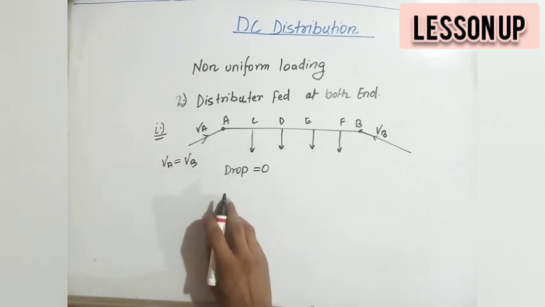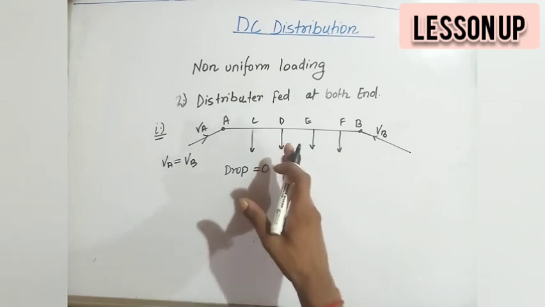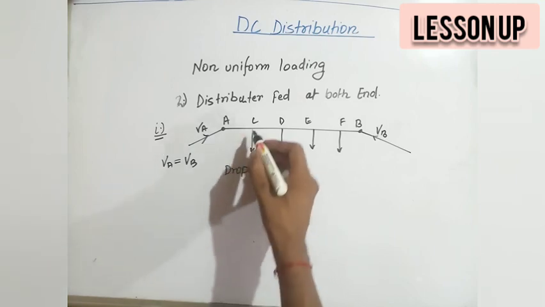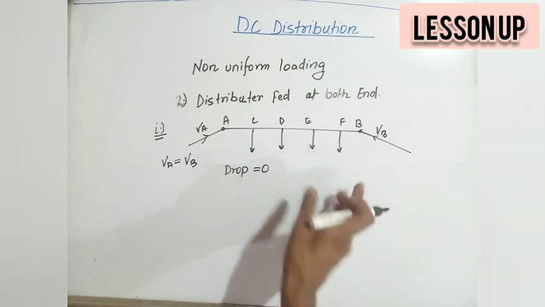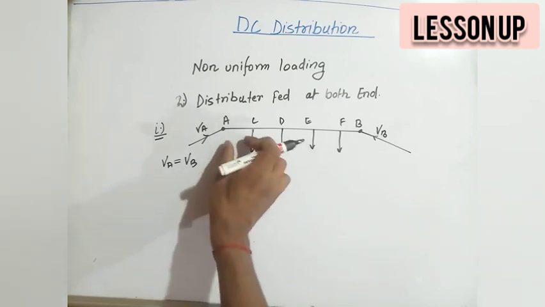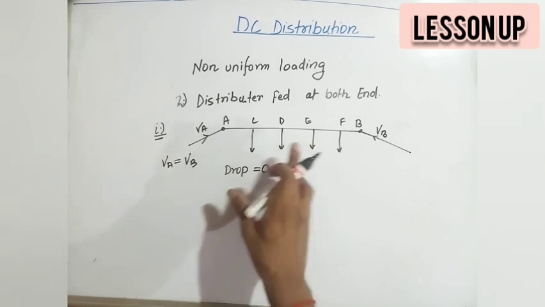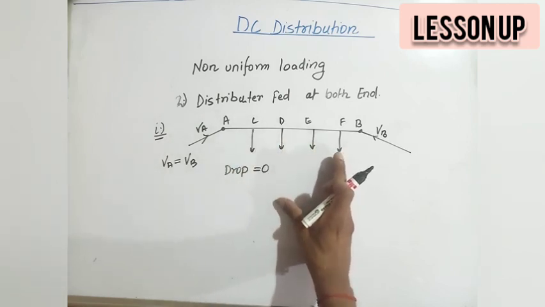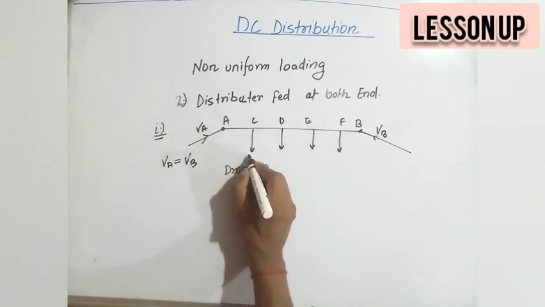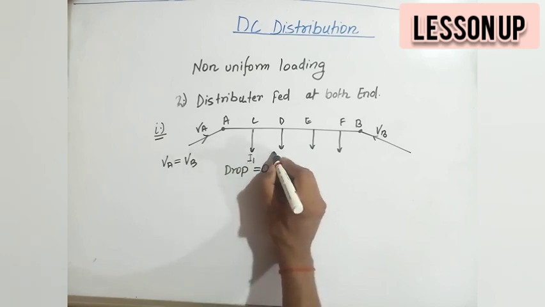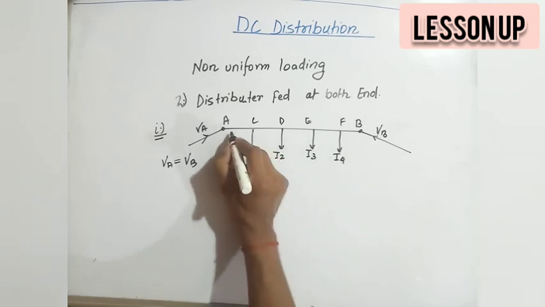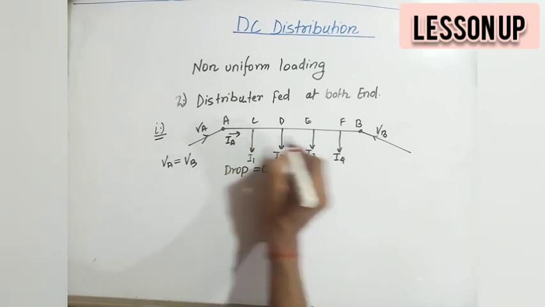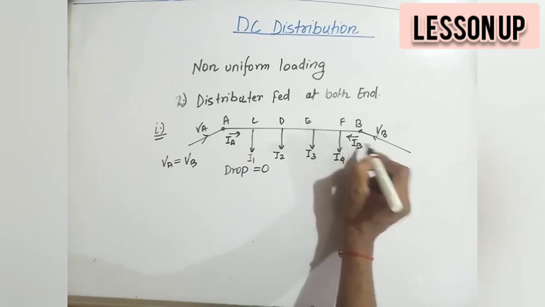The second thing is what should be the minimum potential, at which point we will get the minimum potential if this distributor is fed from both ends. We are taking equal intervals. So where will we get the minimum potential? Suppose the current drawn by the first distributor is I1, second is I2, third is I3, and fourth is I4. From here you will get current IA, and from this direction you will get current IB.